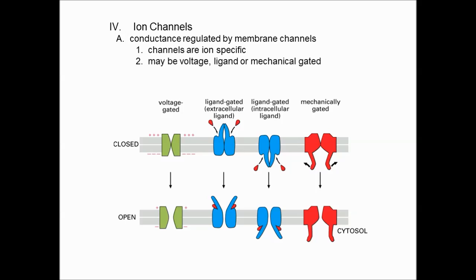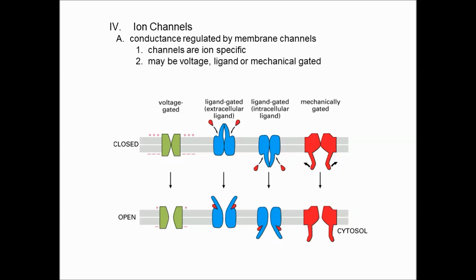Some channels are voltage gated, which means they're closed or open depending on the gradient of charge. So if you go from a polarized cell to a little less polarized cell, they open. Some are ligand gated, which means that some chemical, or even some electrolyte ligands, couples to a binding site on these channels and they open. These ligands can be either extracellular or intracellular. In both cases, when the binding sites for the ligands are occupied, the channel opens.